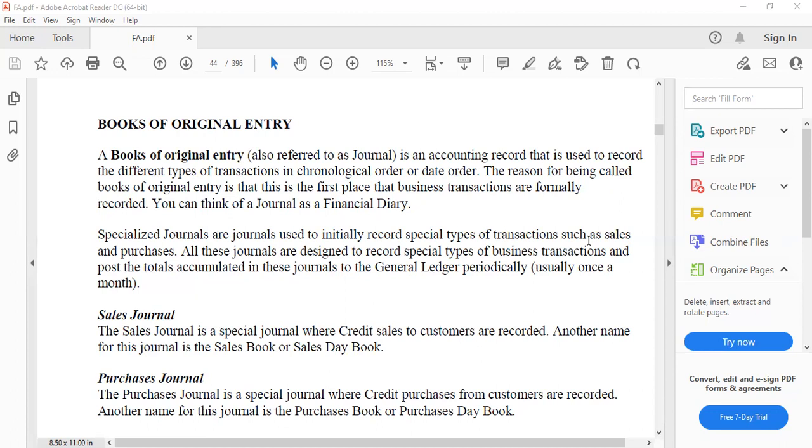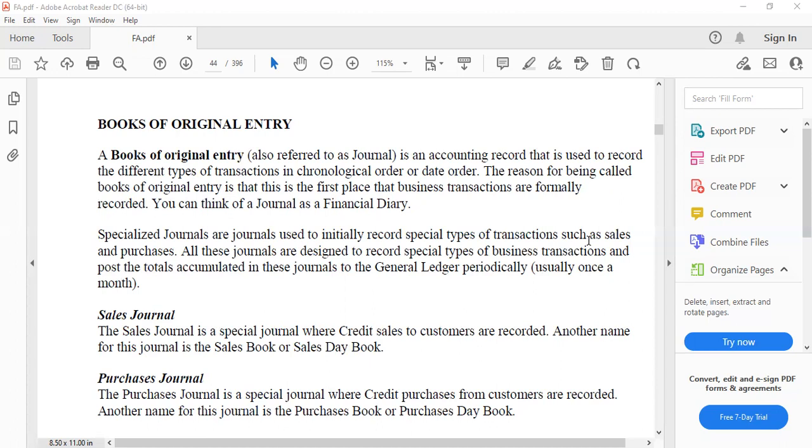Now, let's have a look at some of these prime books. The sales journal is one of the prime books. The sales journal is a special journal where credit sales to customers are recorded. Another name for this journal is the sales book or sales day book. Those terminologies mean the same.